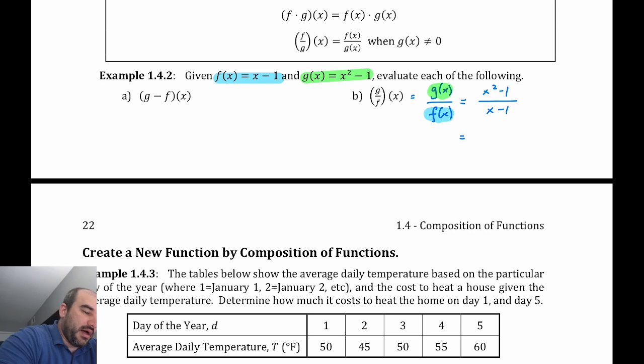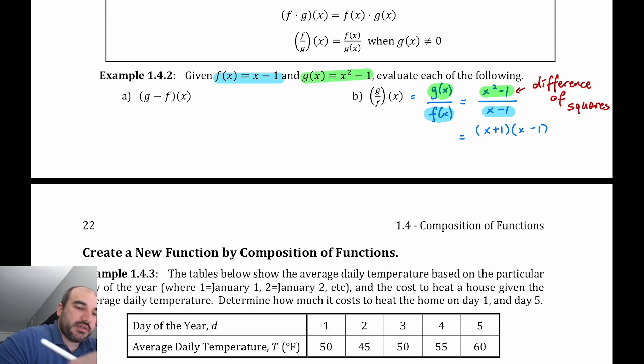So let's make a note of it here while we're at it. So that's our f of x. This is our g of x. Let's make a note of this. This is what we call a difference of squares. And it factors into two parentheses as x plus 1, x minus 1.